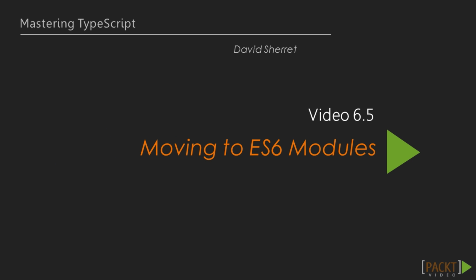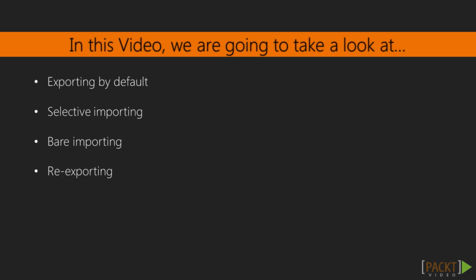In the previous video, we looked at the difference between enums and const enums. In this video, we're going to look at ES6 modules. We've looked at ES6 modules a bit before, but this video will look at the feature more in depth. In addition to plain exporting and importing, we'll look at exporting by default, selective importing, bare importing, and re-exporting in this video.